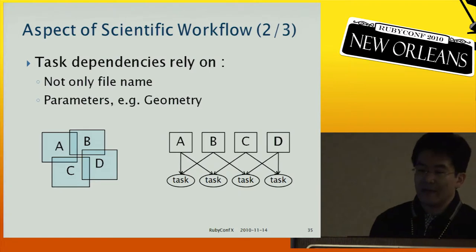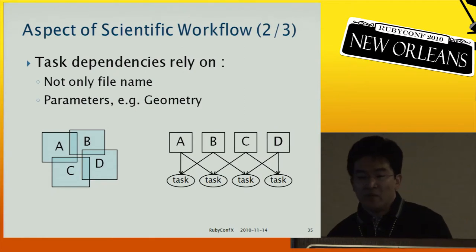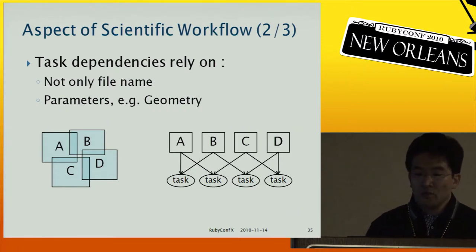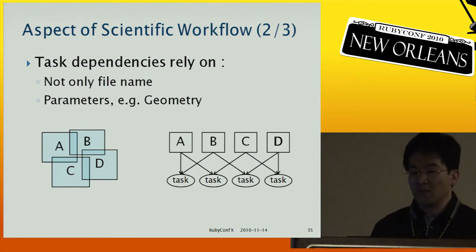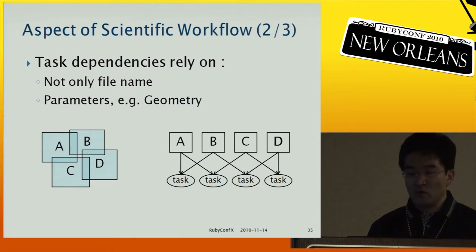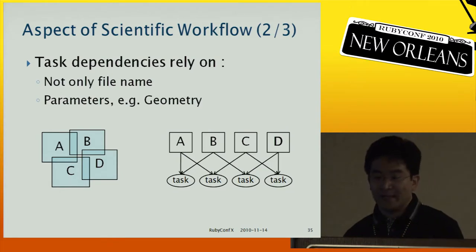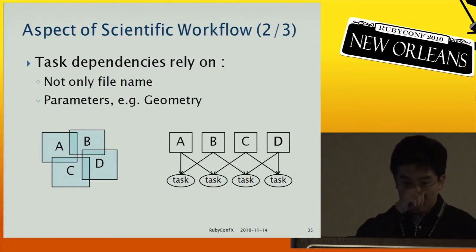The second aspect is that the task dependency is determined from not only the file name, but also parameters. A typical example is science data associated with geometry. Assume that I have a set of files, and each file is characterized by a two-dimensional region, and I have to process the overlapping area between two files. In this case, the workflow graph is like the right figure. However, such dependency cannot be solved from the file name. So this case requires programming.